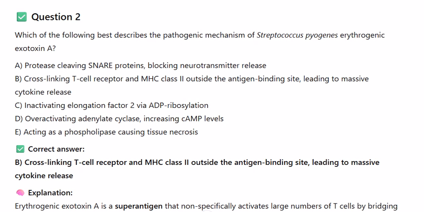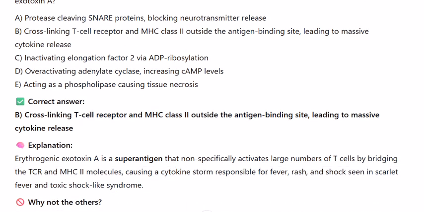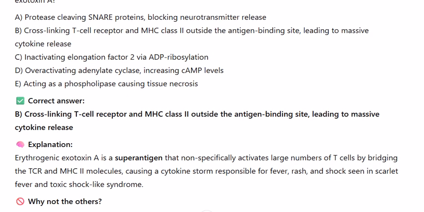C. Inactivating elongation factor 2 via ADP ribosylation. D. Overactivating adenylate cyclase, increasing cAMP levels. E. Acting as a phospholipase, causing tissue necrosis. Correct answer: B. Cross-linking T-cell receptor and MHC class II outside the antigen binding site, leading to massive cytokine release.